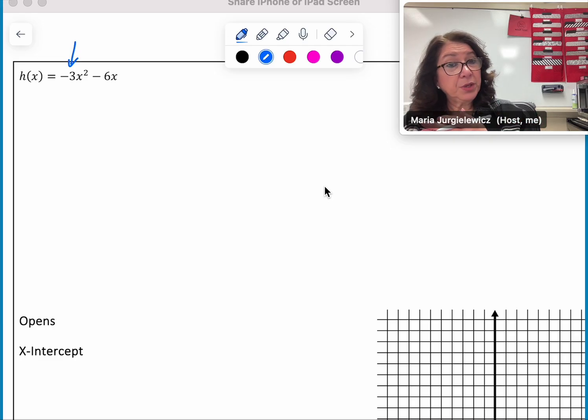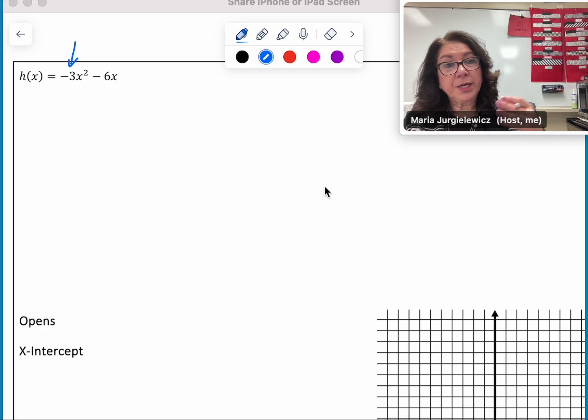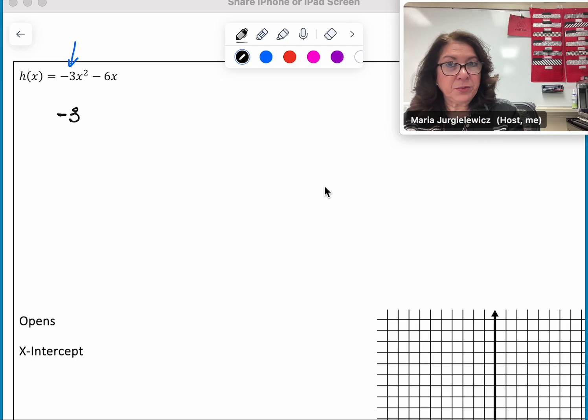Okay, is it going to be a negative 1 or is it going to be another negative number? That depends on the numbers you have there. So you're going to look at 3 and look at 6. What's the greatest common factor for 3 and 6? Well, it is 3. And because that negative is there, I'm going to make it a negative 3.